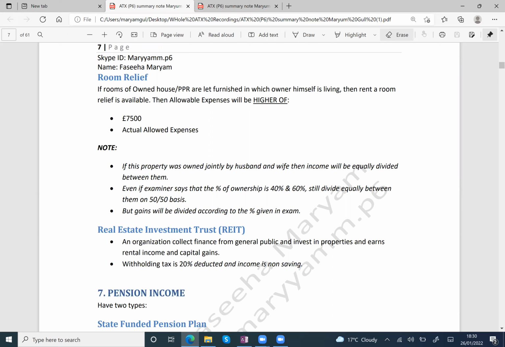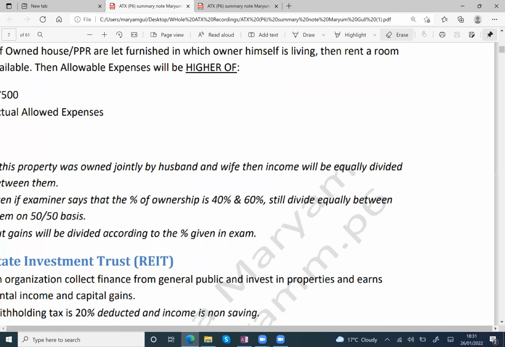And if rent a room relief is available, then allowed expenses will be the higher of 7,500 and actual allowed expense. So choose the higher of, and that will be your allowed expense then.